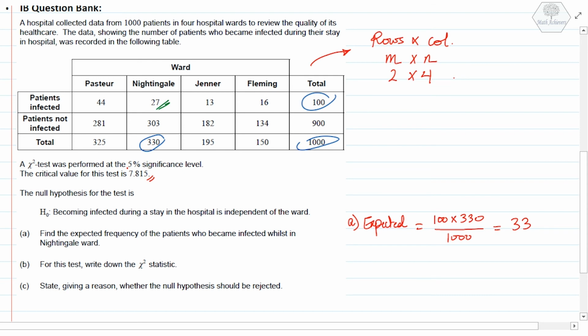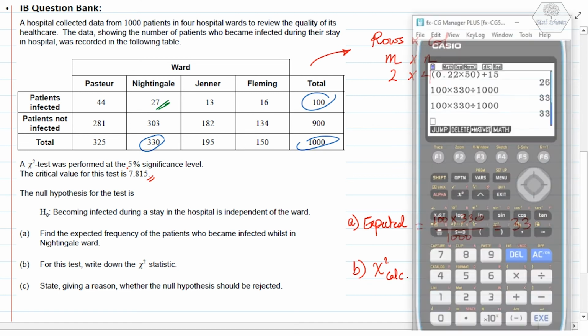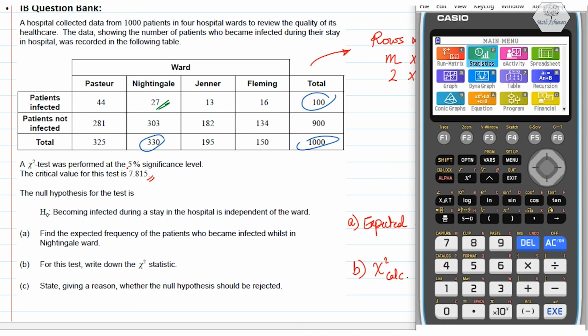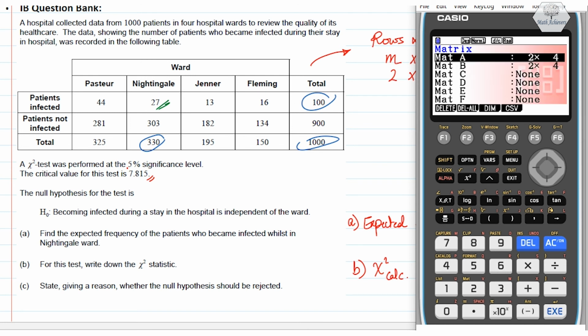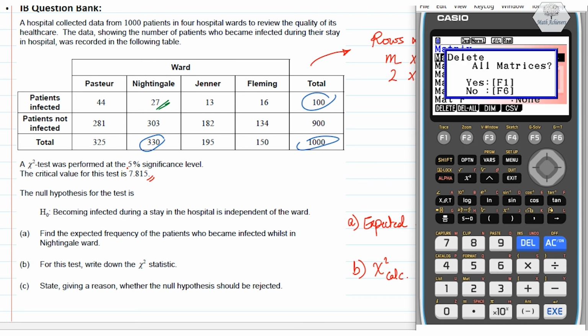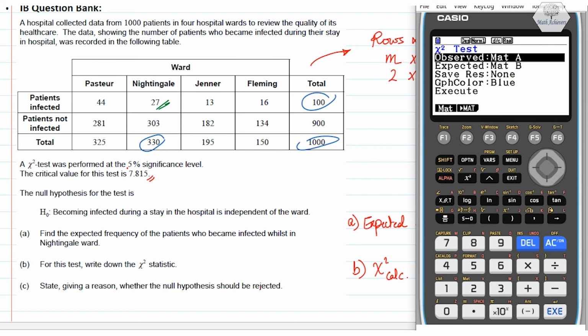For part B, we need to write down the chi-squared statistic. So for part B, the chi-squared calculated, I need to use my graphical display calculator. I go to menu, statistics. I go to test and then chi, and I choose 2-way. I go to matrices just to delete all, and I get back. Now, you can see that the observed frequency is in matrix A and the expected frequency is in matrix B.